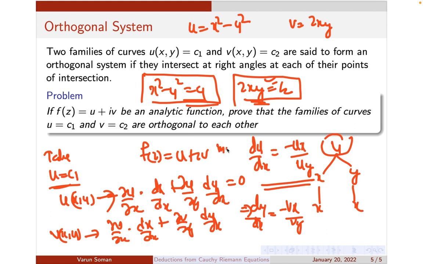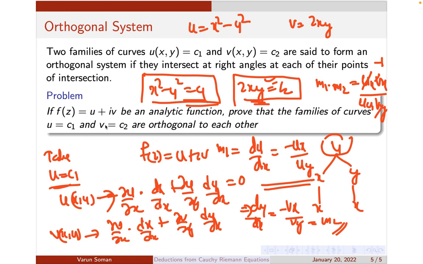I'll call this m1, which is the slope of the first curve, and this I'll call m2, which is the slope of the second curve. Now if I take the product m1 into m2, what will I get? You will be getting minus ux by uy into vx by vy, which is ux vx by uy vy. Now ux is vy, so those cancel out, and vx is minus uy, so we get minus 1. So m1 m2 is equal to minus 1. That is, the slopes of these two curves have product minus 1. That means they are orthogonal. Okay, it's a very simple thing.